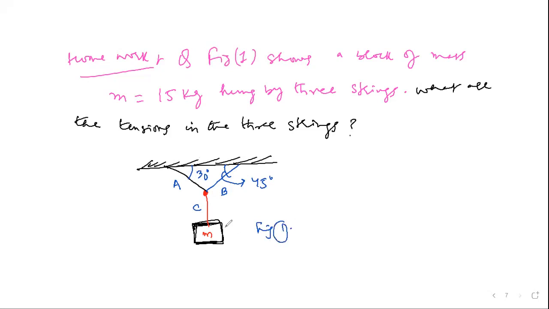I repeat the question. Figure 1 shows a block of mass m equal to 15 kg hung by 3 strings. What are the tensions in the 3 strings? These are 3 strings A, B, C. This angle is 30. This is 45 degree. And it is understood that acceleration of the block is 0, right? So we have to find the tension in string A, tension in string B, and tension in string C.